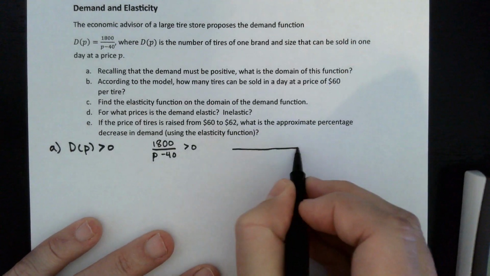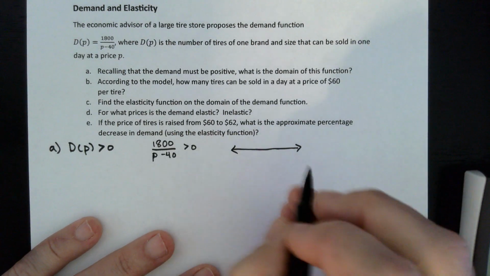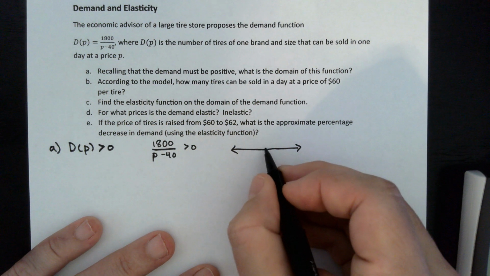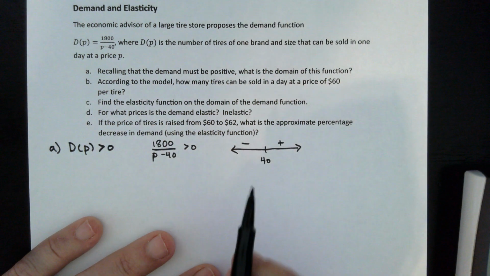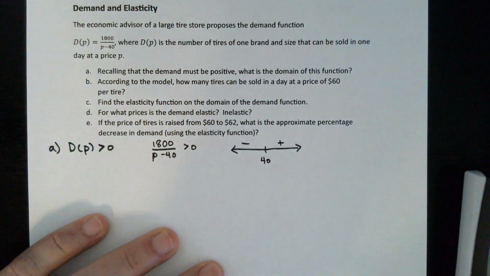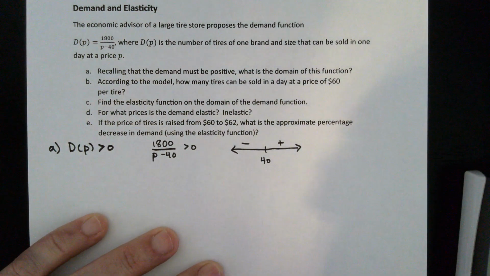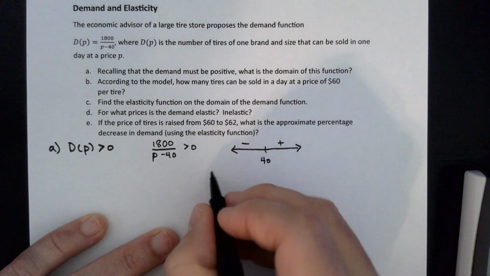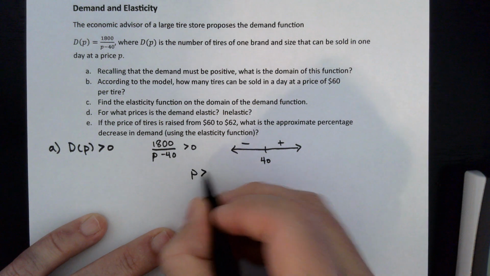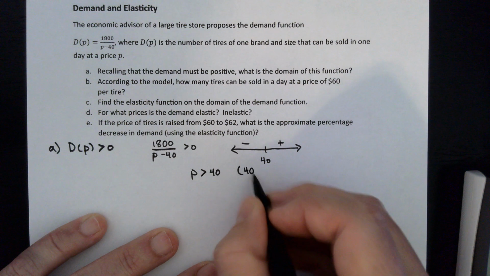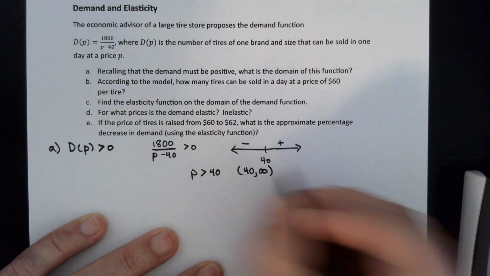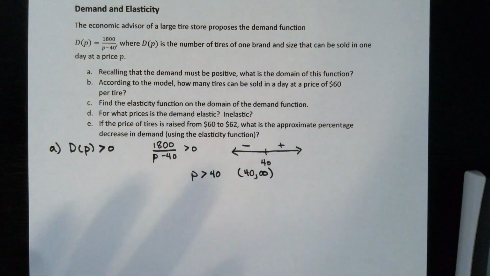On a little number line, for D of P at 40, over here is negative values, and over here is positive values. So we have to be bigger than 40 and not include 40. That's going to be P is greater than 40. In interval notation, it would be 40 to infinity, because there's no upper limit.